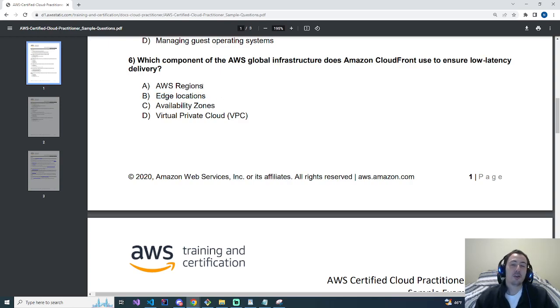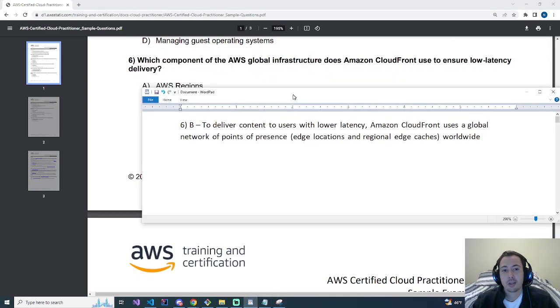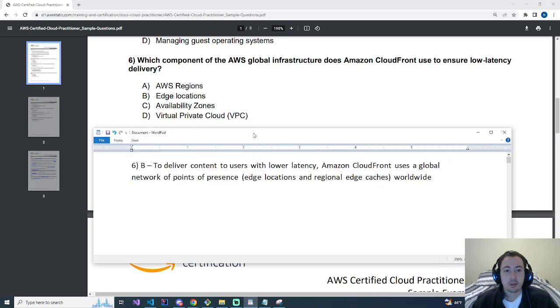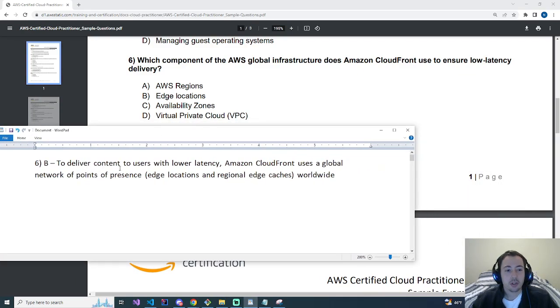You can kind of tell that the questions are starting to get a little bit more difficult. Looking at these answers, comparing a zone to a region to an edge location, I feel like this would be the correct answer. And let's check it out. So, B. To deliver content to users with low latency, Amazon CloudFront uses a global network of points of presence, edge locations, and regional edge caches worldwide. So we got that right.